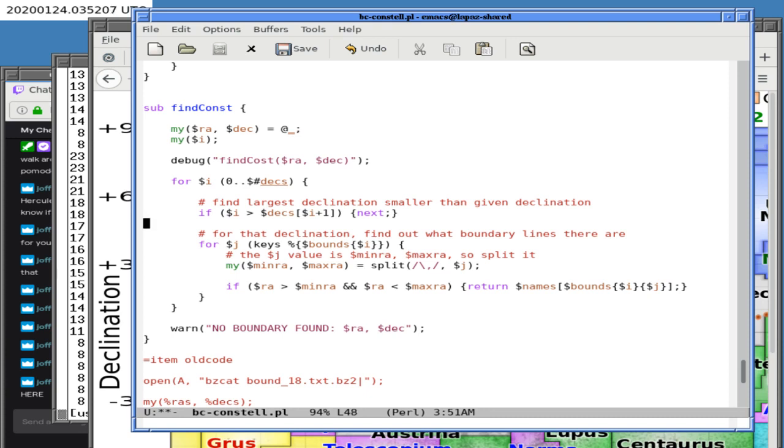And that's not what I mean at all. If the declination is bigger than the next declination, you keep going. So we stop at the point where the next declination is smaller or equal. And for that declination, which is now dec of I, we find all the things that are bounds.